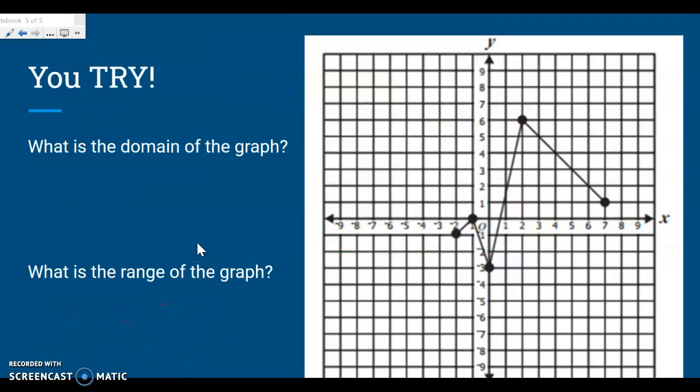So now you try. What is the domain of the graph, and what is the range of this graph? So hopefully you saw that the domain, how far left and how far right does this graph go, is from -2 to 7. And our range, our lowest to our highest, is from -3 to 6.